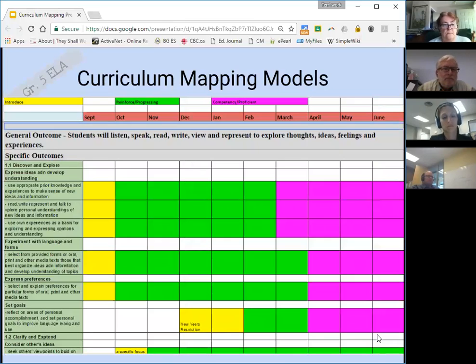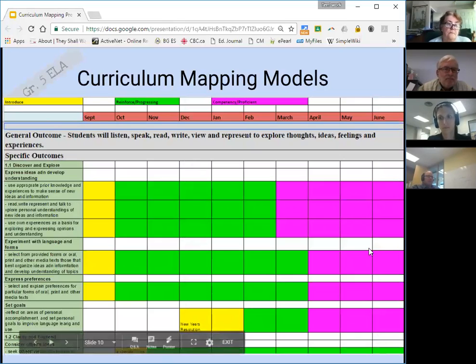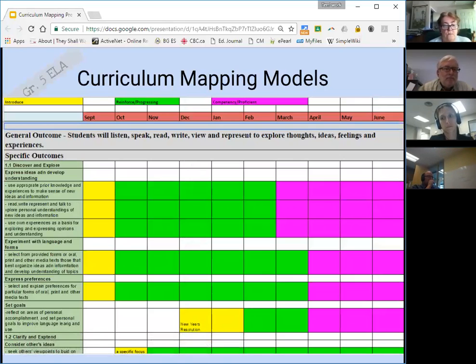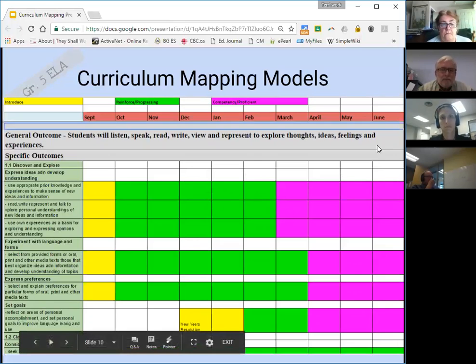The first one that I've put up for you here is English Language Arts 5. This group chose to go by month, so you can see September through June across the top. Anywhere there's a yellow block, that's when they're introducing a concept. The green blocks, they're reinforcing. And the pink blocks, they expect them to be competent, proficient with them. So once they get this map done, you can see where we can start to have our conversations about assessment based on what they've put together in their maps. So that's the first one.